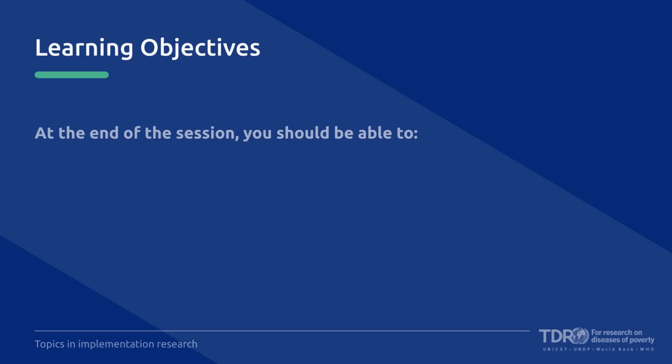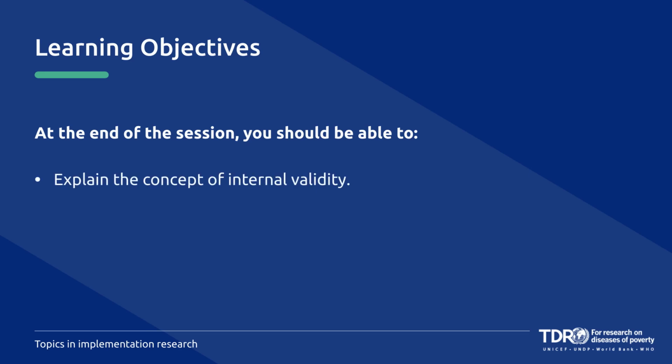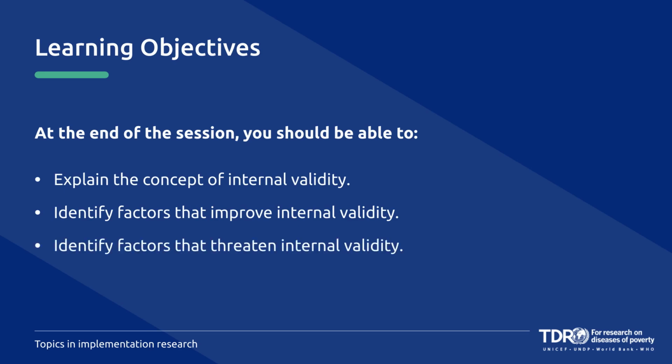At the end of this chapter, you will be able to explain the concept of internal validity, identify factors that improve internal validity, identify factors that threaten internal validity, and apply methods to assess the internal validity of implementation research.